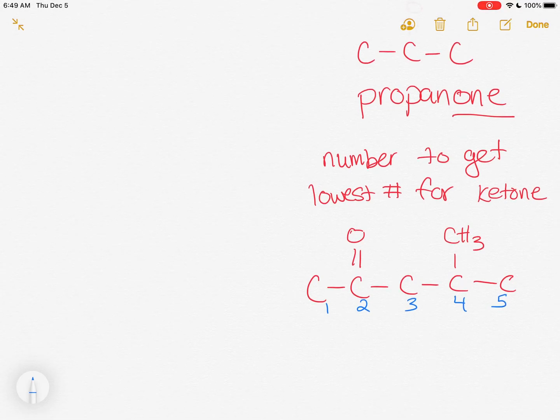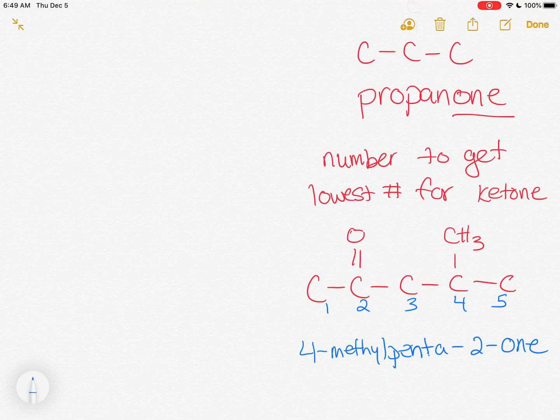Rather than numbering from the right side, we're going to number from the left so that our ketone has the lowest number. So this one is going to be 4-methyl. We're going to name our branches just like we normally name branches. And this would be a penta, 2-one. So then our double bonded oxygen is on carbon number 2.